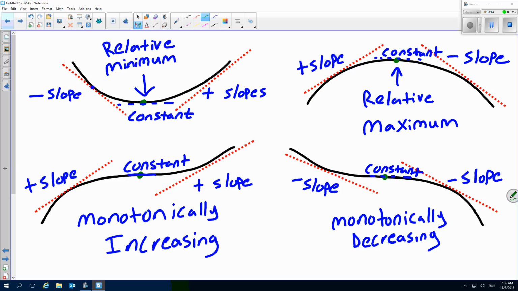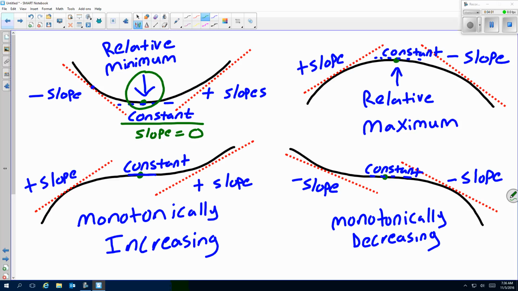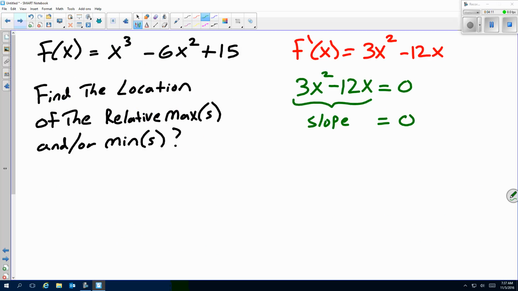Flashback, what did we say was happening at this point right here? My slope was constant, or slope was equal to 0. So, what we're finding with our critical points is our possible points of min and max. It doesn't have to be, because for instance, this slope was 0, but it was not a min or a max. So let's find our critical points.